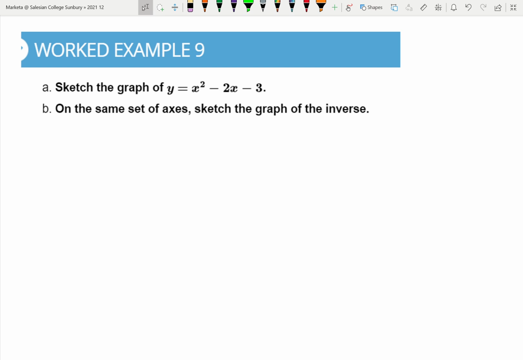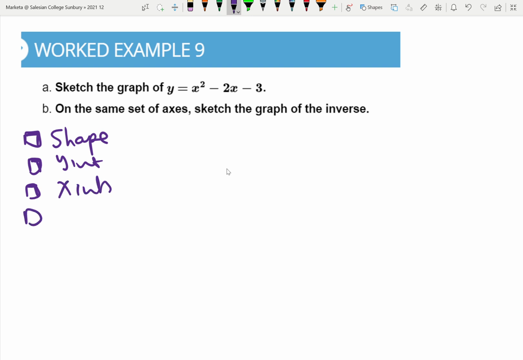So they're asking us to sketch this graph, and it's a parabola, and look, you probably don't need to write the list of features here: shape, y-intercept, x-intercepts, and turning point. So you probably can do that effectively without a little list, but I'll do it just for the sake of completeness. So the shape, it's a positive graph. So it's not a negative x squared, so it's going to be the U shape.